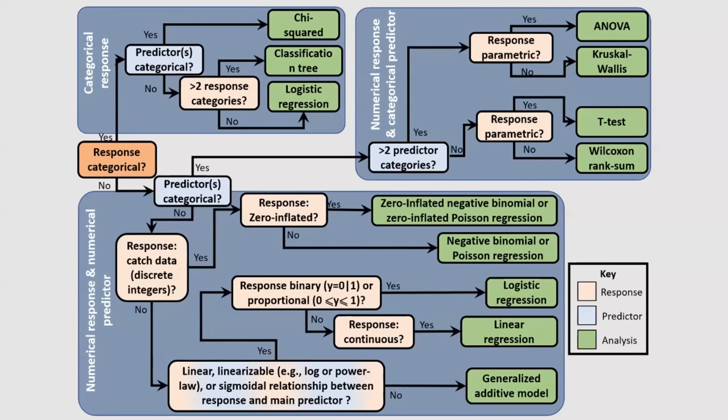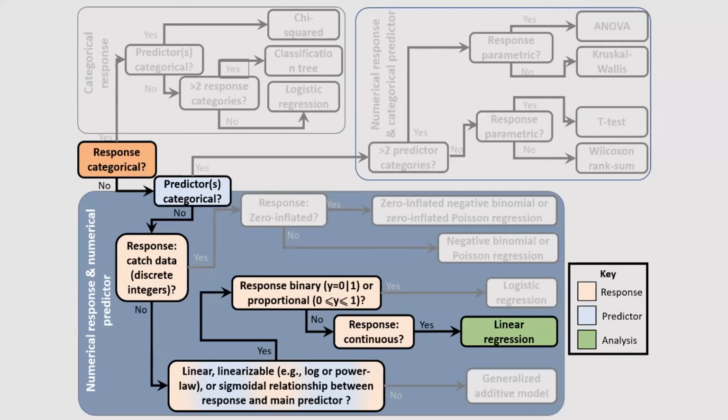Let's locate ourselves on our map or our decision tree of what analysis is appropriate for the data I have in front of me. If your response is not categorical, your predictor is not categorical, your response is not a discrete integer, your relationship between the response and the main predictor is linear, your response is not binary or proportional, and your response is continuous, which is a long way of saying your predictor and your response are both continuous. Linear regression is the tool for you.